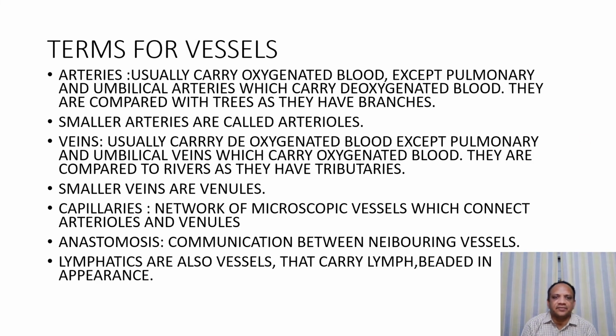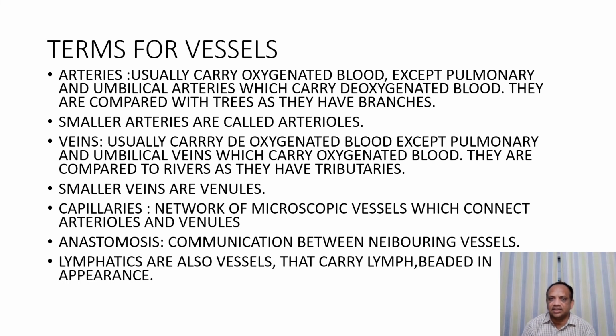So after completion of terms about the muscles, we will see the terms for the vessels. Arteries are named as arteries because they carry blood away from the heart. They usually carry oxygenated blood except the pulmonary and the umbilical arteries. The umbilical artery is named according to the fetus. That's why it carries deoxygenated blood from the fetus to the mother, whereas the pulmonary artery carries deoxygenated blood from the heart to the lungs.